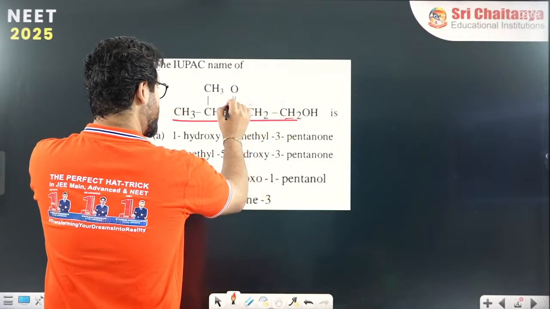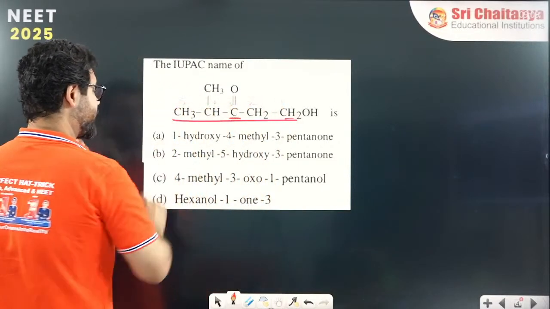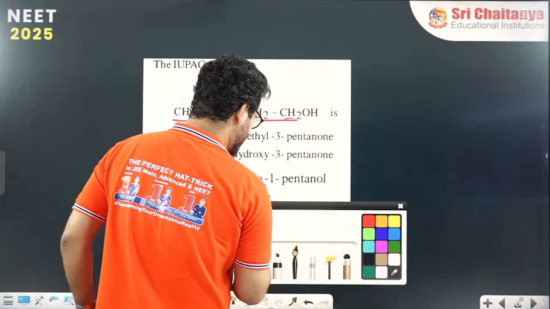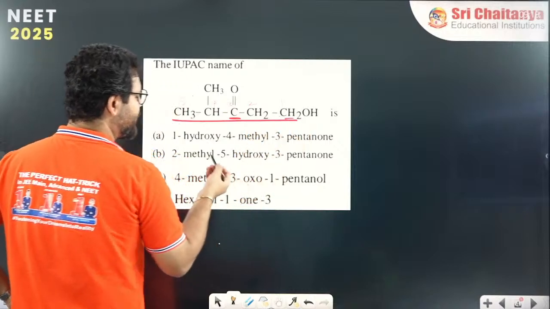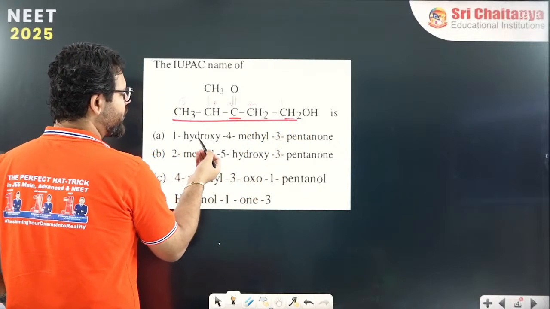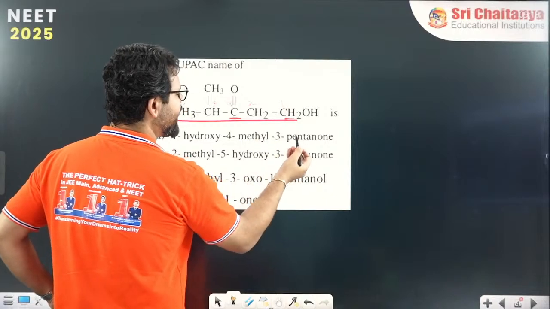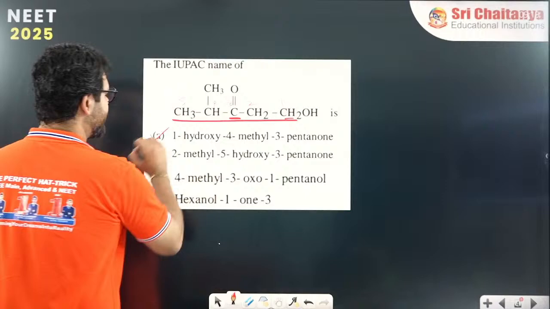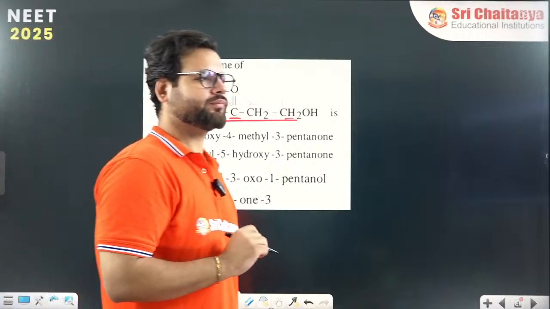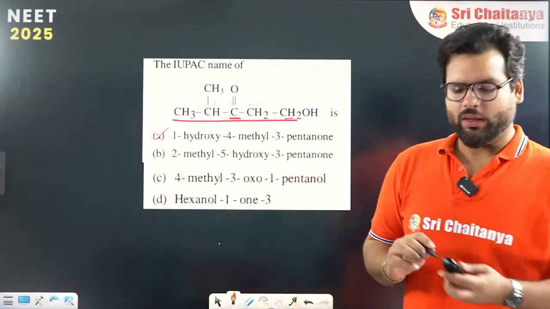1, 2, 3, 4, 5. So it's a methyl on fourth number and hydroxy on the first number. And because H is before M, we'll start with 1. So 1-hydroxy-4-methyl-3-pentanone. Okay, that's a simple one. Correct. Moving to the next one.